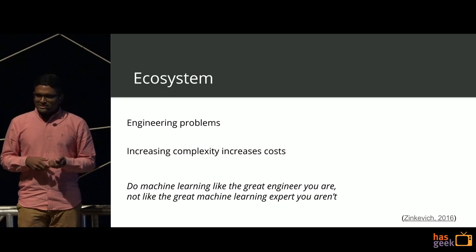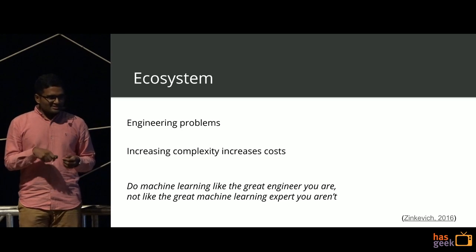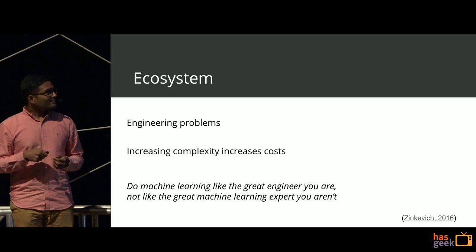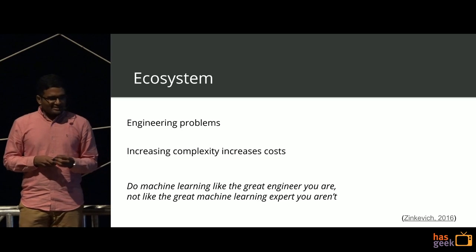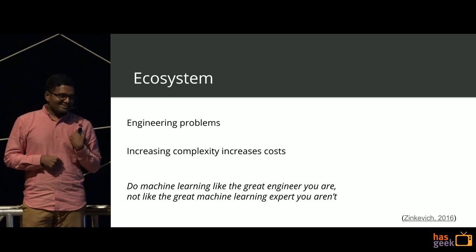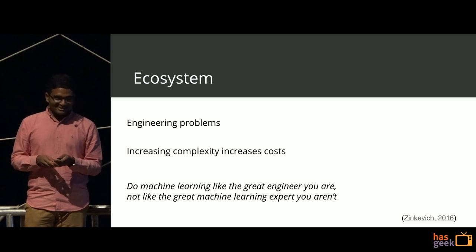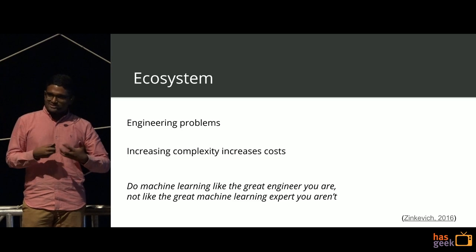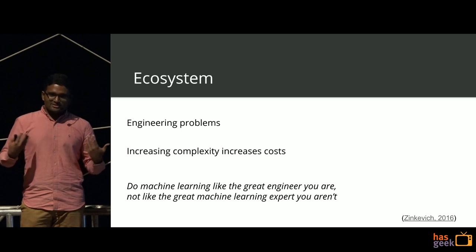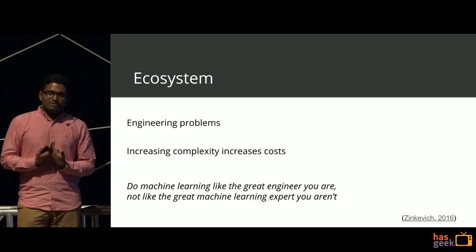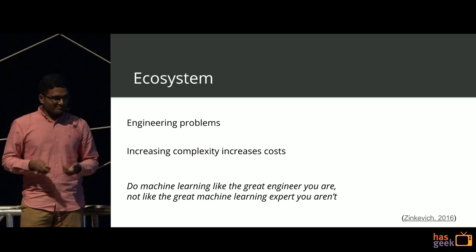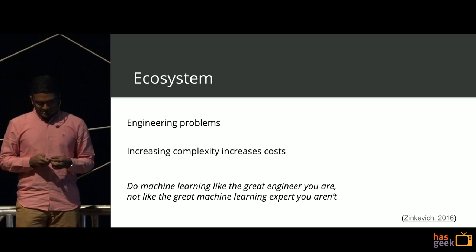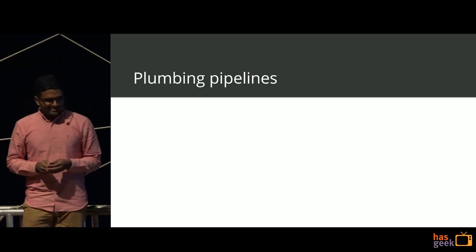I started off initially focused on the engineering side, so this quote at least rings true. It says, do machine learning like the great engineer you are, not like the great machine learning expert you are not, and so forth. So the idea is that you need to identify the strengths to execute a successful product. It's not the aim to publish a research paper which gets another 50% improvement on the state of the art. Again, it's by Martin Zinkevich, and it links to the actual document.